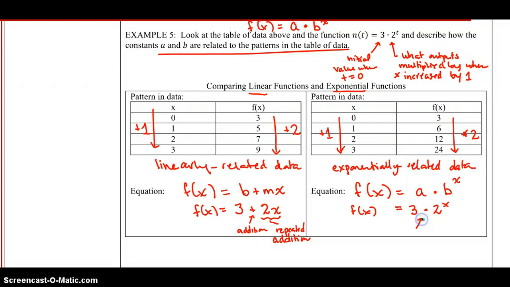So here we can see that we have multiplication. To get from one output to the next, we kept multiplying by 2. And then here we have an exponential piece, 2 to a power, but again, that's our shorthand notation in mathematics for repeated multiplication. So again, we should recognize the difference in the patterns between linear and exponential, and how that's going to be represented differently in how we describe that relationship with the function notation.